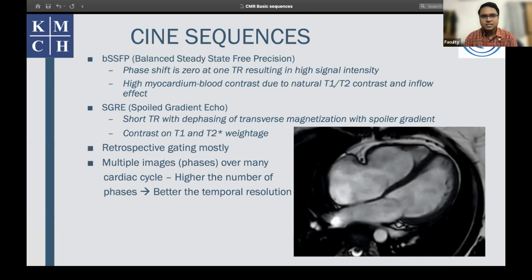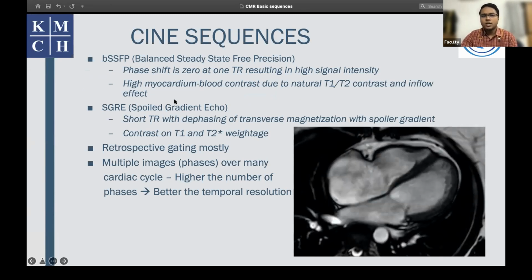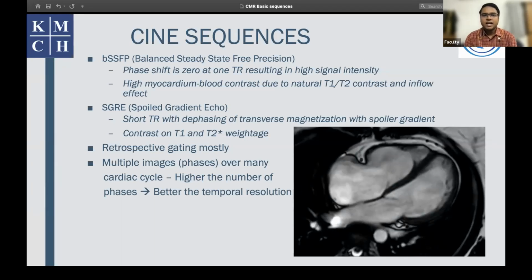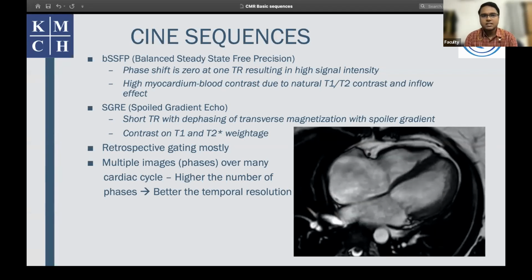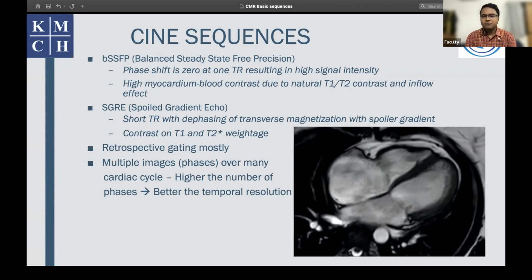Coming to cine sequences, there are two main sequences that are used to produce cine images like this. One is the SSFP sequence, or steady state free precession sequence, and the second is the spoiled gradient echo sequence. So in the SSFP sequence, each RR interval corresponds to one TR, and the phase shift that occurs, the dephasing that occurs, is extremely minimal at the end of one TR interval, and hence it produces a very high signal intensity image.